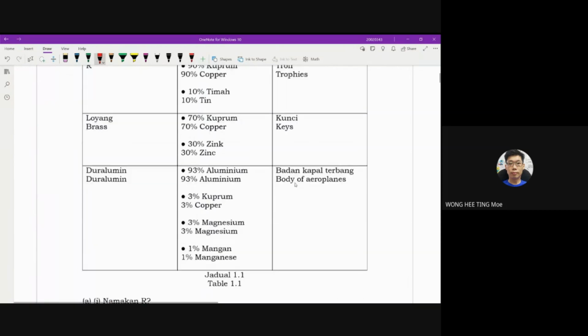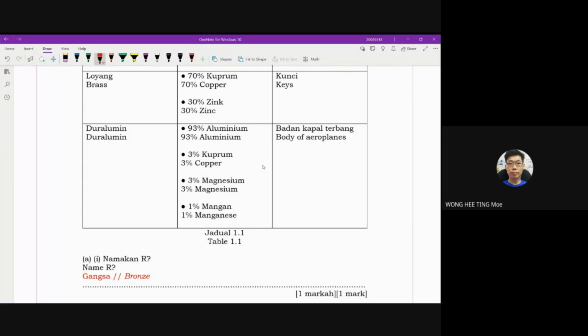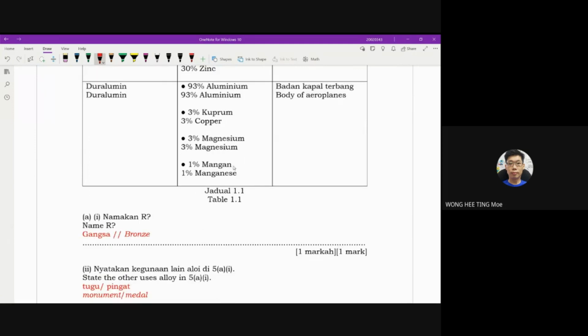So what is R, class? R is bronze. Okay, it's bronze. The other use of the alloy bronze is making monuments or medals. So you can write down the answer.